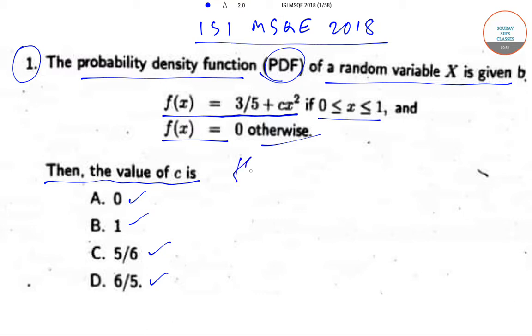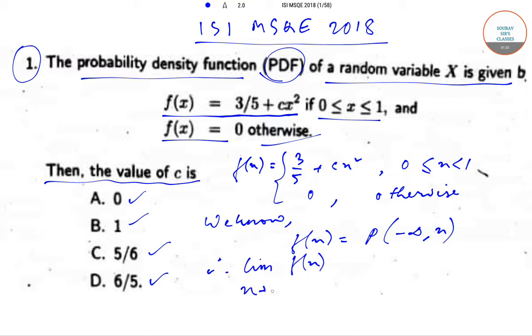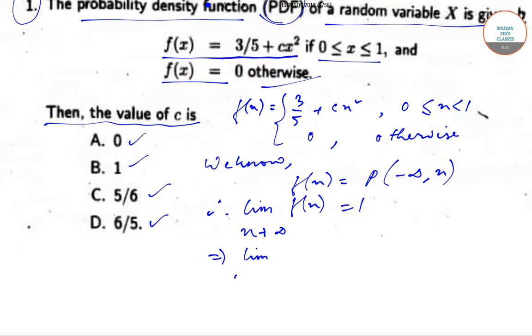So we have been given that f of x is equal to 3 by 5 plus c x square if x lies between 0 to 1, and f of x is equal to 0 otherwise. We also know that since this is a probability distribution function, F of x is equal to P of minus infinity to x. This implies the limit of F of x as x tends to infinity is equal to 1. So this implies that the limit as x tends to infinity of 3 by 5 plus c x square is equal to 1.